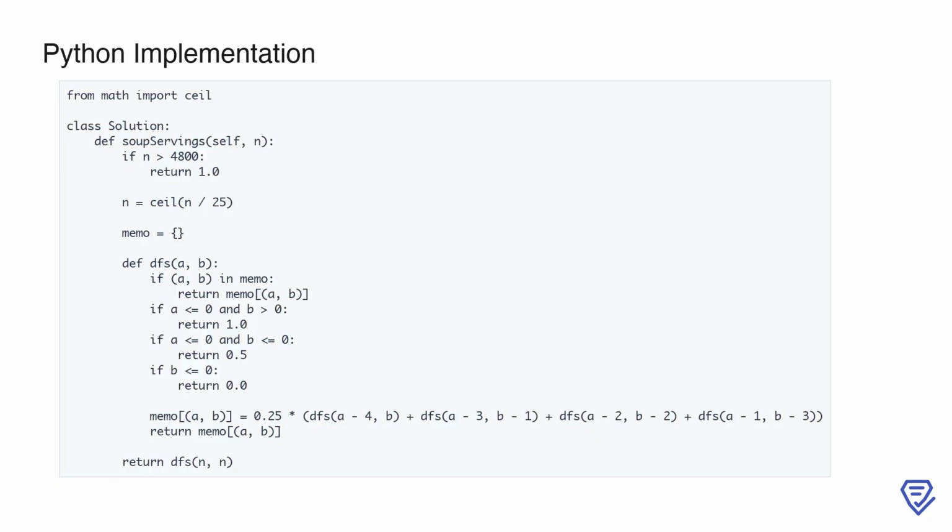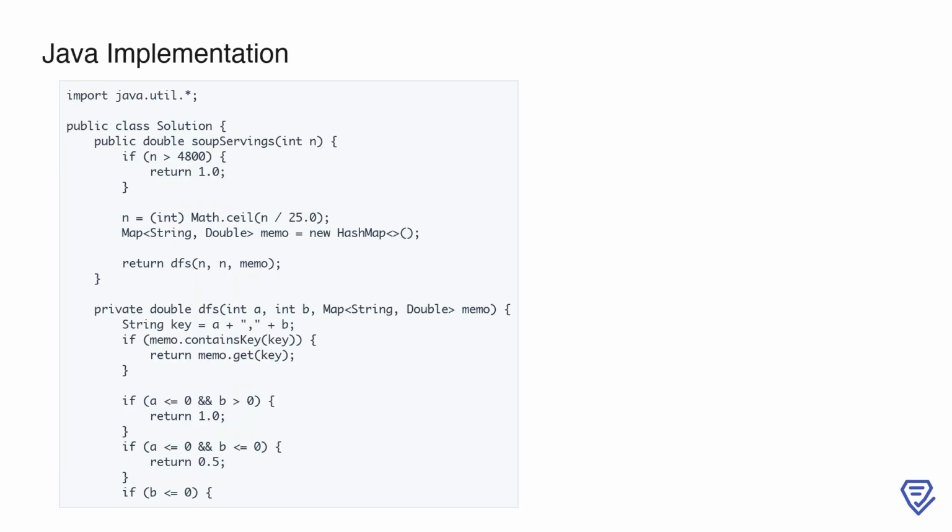Base cases handle scenarios where one or both soups are depleted. If soup A runs out first, the probability is 1.0. If both soups run out simultaneously, the probability is 0.5. If soup B runs out first, the probability is 0.0. Finally, the function returns the computed probability for the initial state, n, using the recursive helper. This approach ensures accurate and efficient computation for all possible serving scenarios. Here, we start with the Java implementation of the solution.